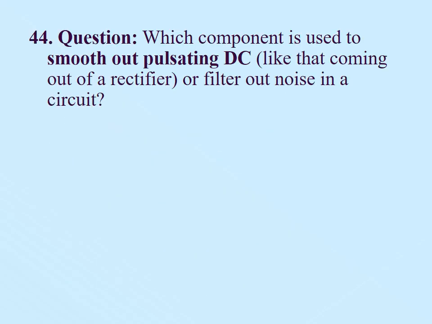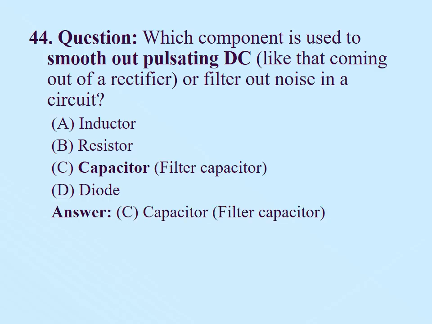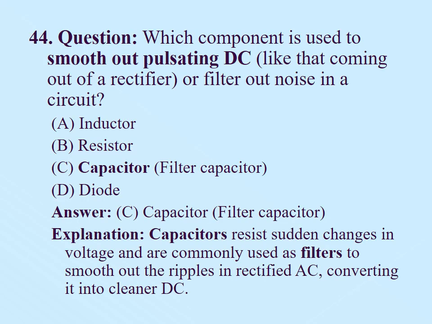Next question. Which component is used to smooth out pulsating DC like that coming out of a rectifier, or filter out noise in a circuit? Option A, inductor. Option B, resistor. Option C, capacitor. Option D, diode. Answer is option C, capacitor. Because capacitors resist sudden changes in voltage and are commonly used as filters to smooth out the ripples in rectified AC, converting it into clean DC.